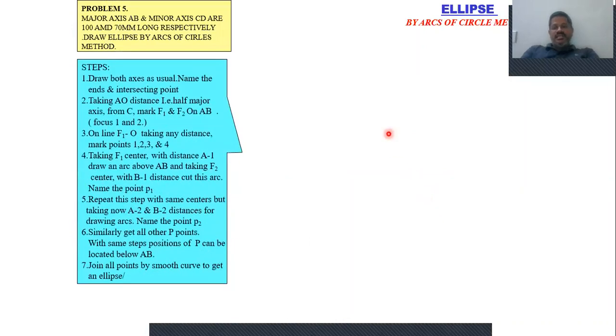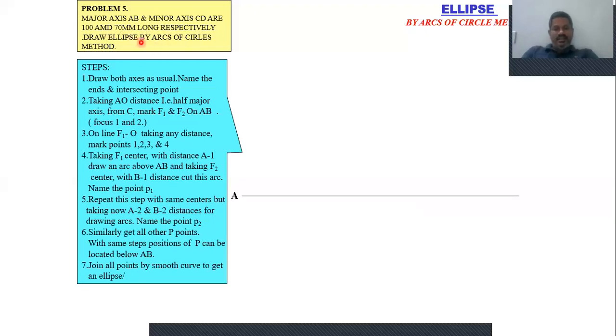Now let us see another method. This is the arcs of circles method. This is also very, very important. Let me read out the problem first. Major axis AB and minor axis CD. In this case, the major axis is 100 and the minor axis is 75 mm long respectively. Draw the ellipse by arcs of circles method.